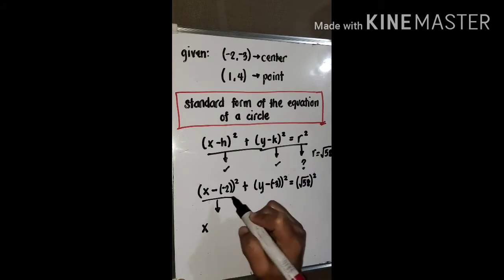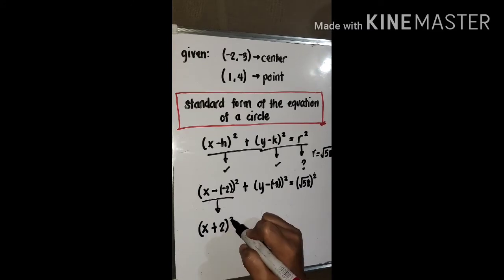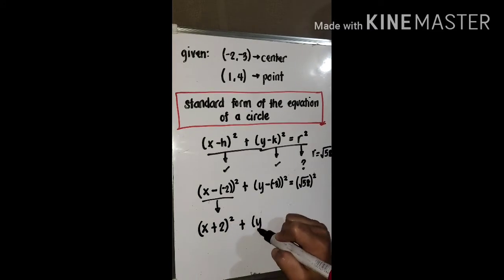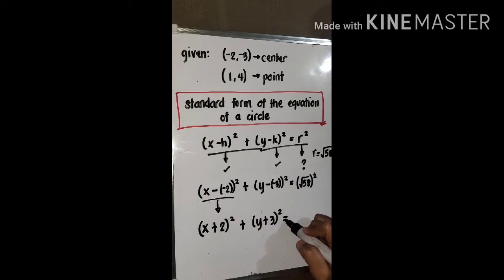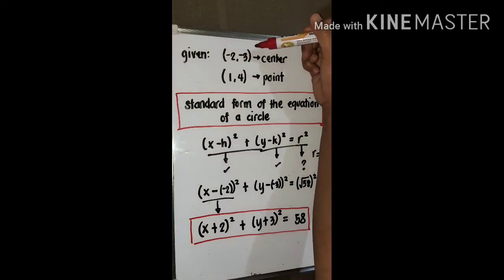This will now become x. Again, we have a double negative here, so we have plus 2 quantity squared plus y, a double negative, so we have plus 3 quantity squared is equal to square root of 58 being squared, or being multiplied to itself. So that is now 58. So we end up having the standard form of the equation of a circle, which is x plus 2 quantity squared plus y plus 3 quantity squared is equal to 58, given the center at negative 2, negative 3, and a point on the circle, which is 1, 4.